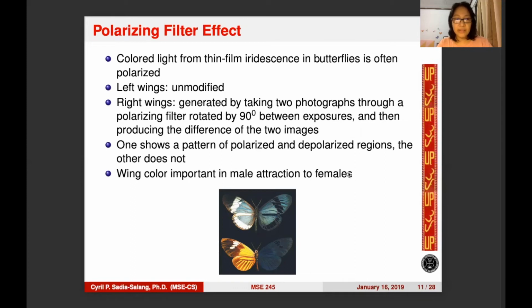It is known that the wing color of butterflies is important in male attraction to females.